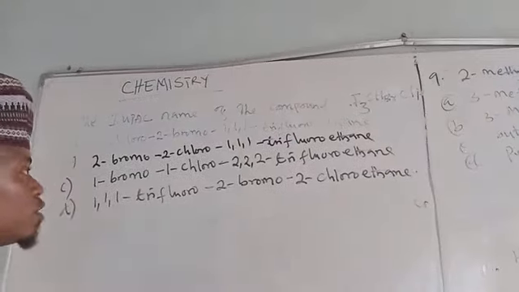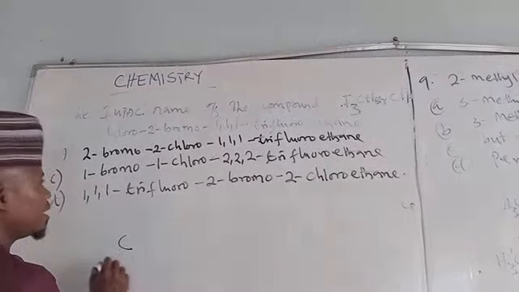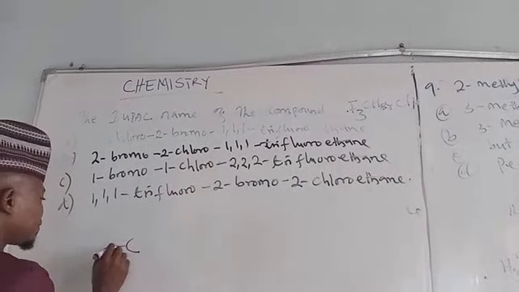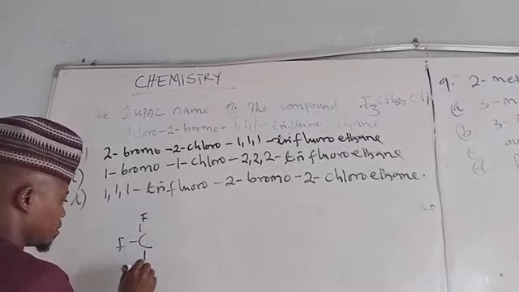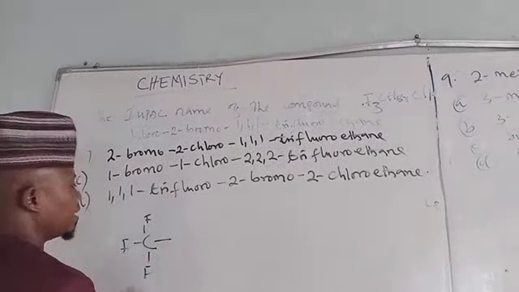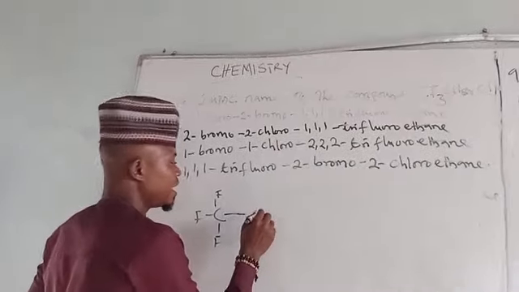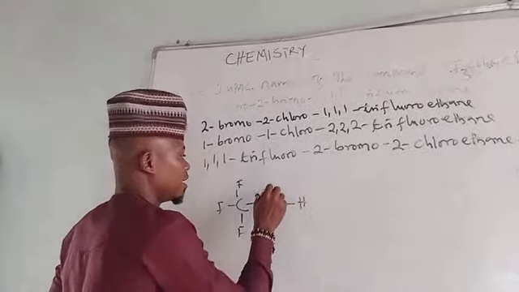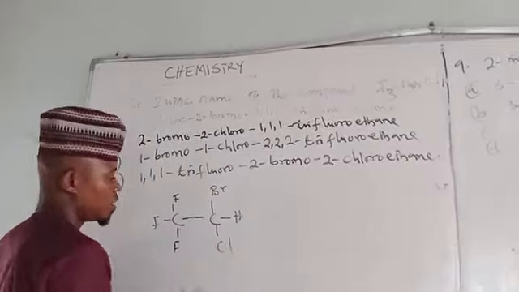You first of all have to write down the structure of that compound. So we're going to have C, it has F3, so we're going to put 3 fluorines here. That's what CF3 means, bonded to another C. On this C, we have a hydrogen, we have a bromine group, and then we have a chlorine.